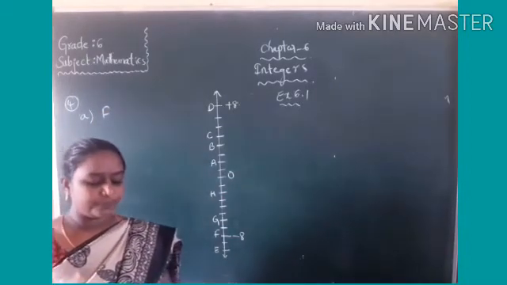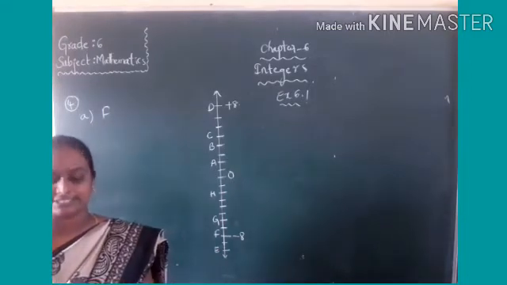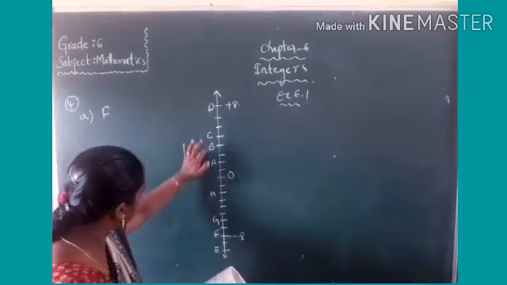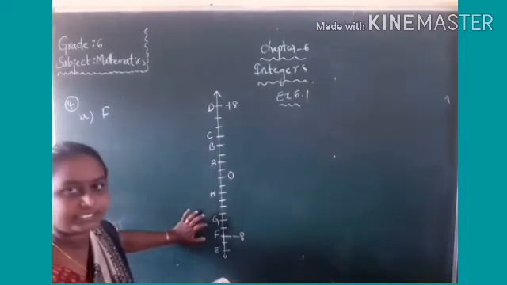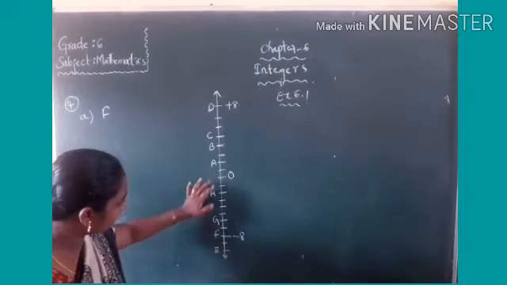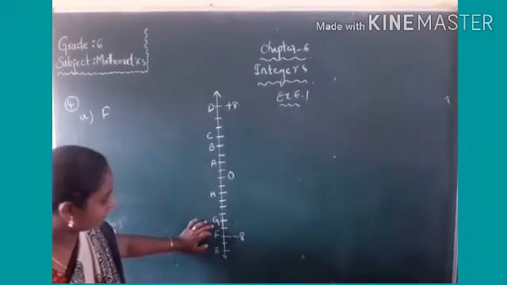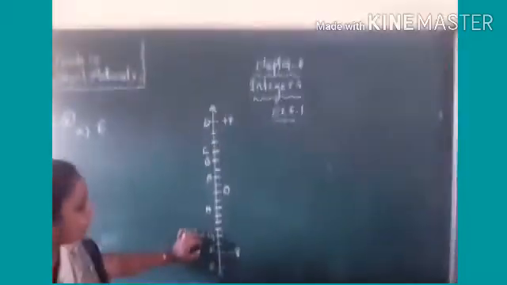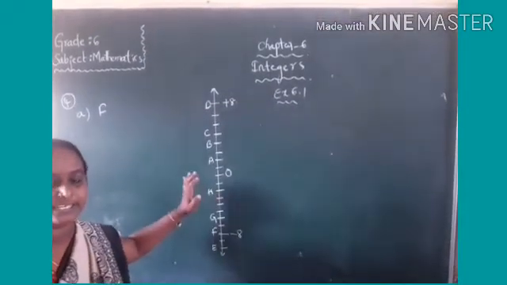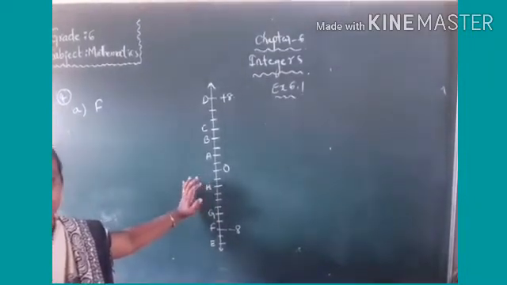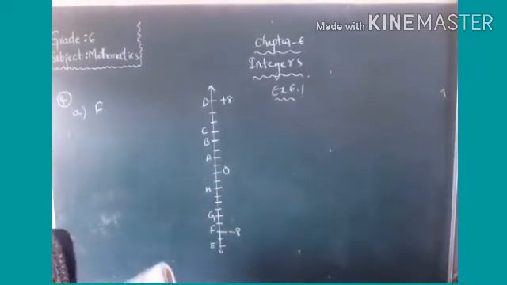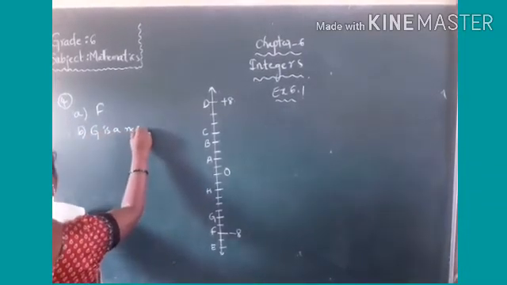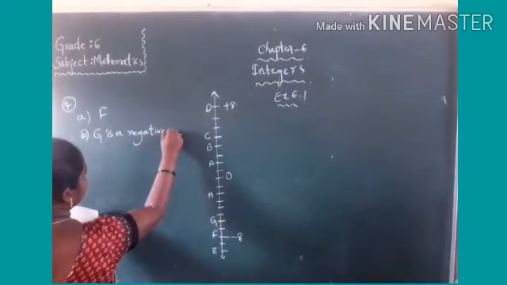Next one, is point G a negative integer or a positive integer? Where is G? G is below 0. So that means, tell me, is G a positive integer or a negative integer? G is a negative integer.